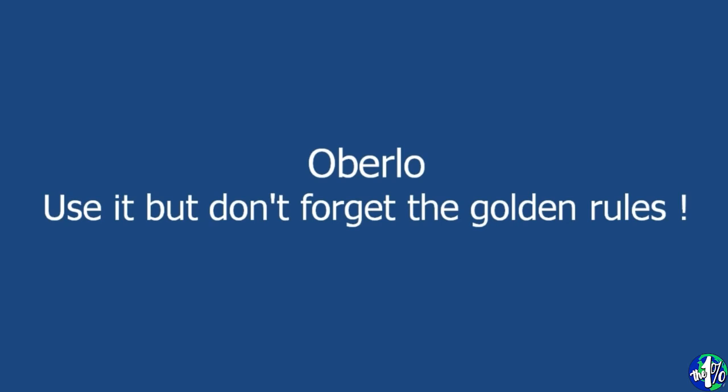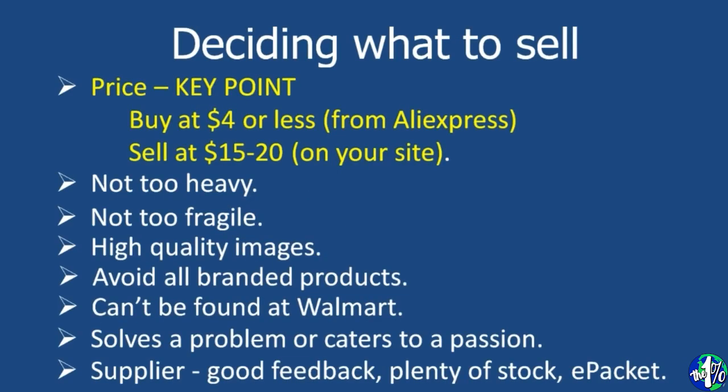Now, the way you can avoid that sort of disaster scenario that I just spelled out is, first of all, to think about the golden rules that I gave you. So let's go back to that slide quickly to remind ourselves. So here we go. This was the slide, deciding what to sell. These are what I call my golden rules throughout this course. So there was the price point and what we're going to sell it at. Is it not too heavy?